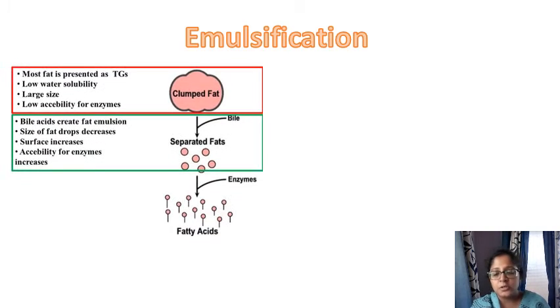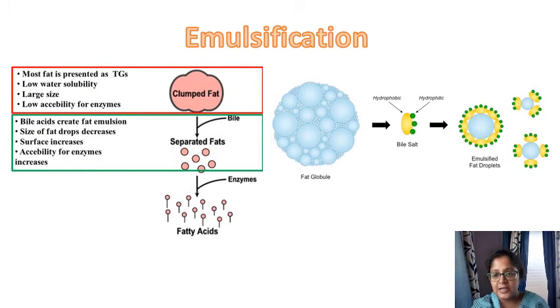So the emulsification process I've already discussed last day. Just the hydrophobic part and the hydrophilic part. The hydrophobic part, that means the fearful part of the fat, gets absorbed with the fat molecules and they form this emulsified droplet. So you can see that we eat fat as a clumped fat. When the bile is acting on it, the fats get separated, and after the fat gets separated, the enzyme can act upon it very nicely and it gets converted to fatty acid.